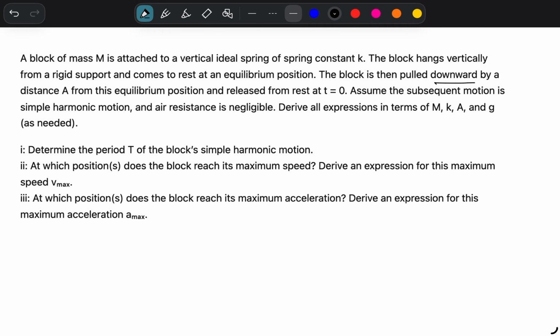The block is then pulled downward by a distance a from the equilibrium position and released from rest at time t equals 0. Assume that the subsequent motion is simple harmonic motion and air resistance is negligible. Derive all expressions in terms of m, k, a, and g as needed.